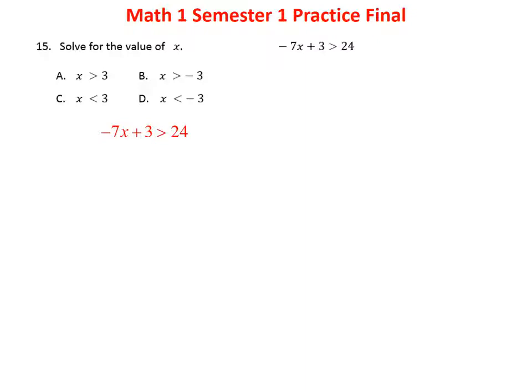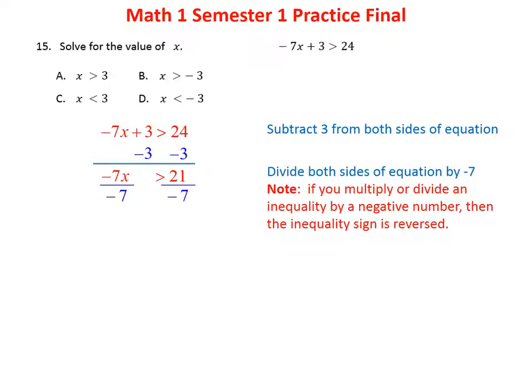Just like a two-step equation, we're going to undo plus 3 by subtracting 3 from both sides. That gets us minus 7x greater than or equal to 21. At this point, to undo minus 7, we divide by minus 7. Notice we have divided by a negative number. That means this greater than sign has to turn around and become a less than. So x is less than or equal to minus 3. The answer is D.